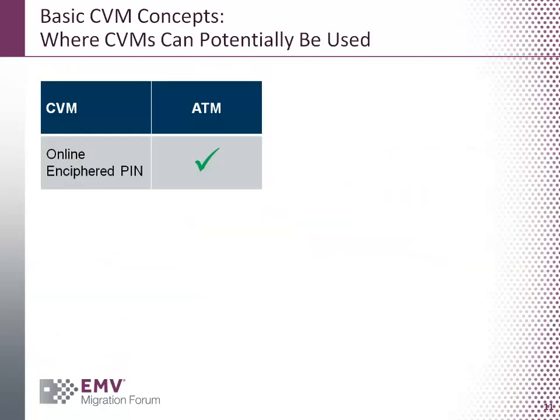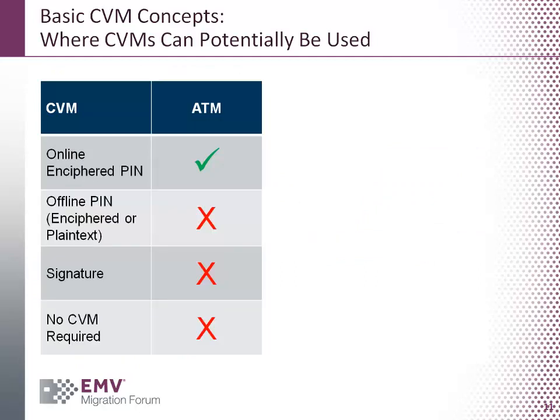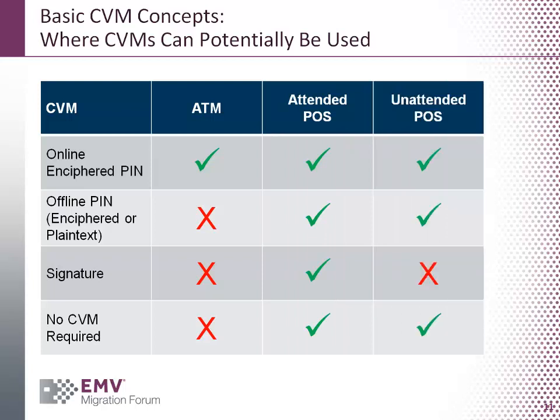The only CVM that is allowed at U.S. ATMs today is online PIN. This is still true when using a contact chip card at a chip-enabled ATM. As we will see during this presentation, both chip cards and chip-enabled point-of-sale terminals can, and usually do, support multiple CVMs. Although the CVMs listed here are technically possible at point-of-sale terminals, it is not required or even likely that every US POS terminal will support every possible CVM.